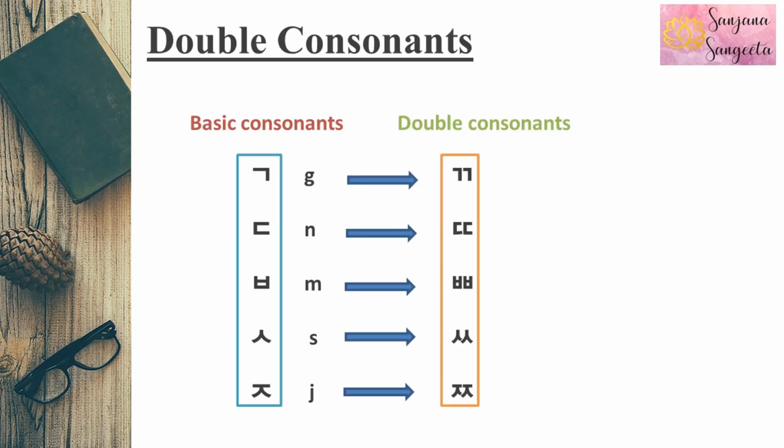Let's see double consonants. There are 5 double consonants. Just write the relevant basic consonants twice as one letter. The double consonants make a stronger sound with stronger air. G, D, B, S, J.